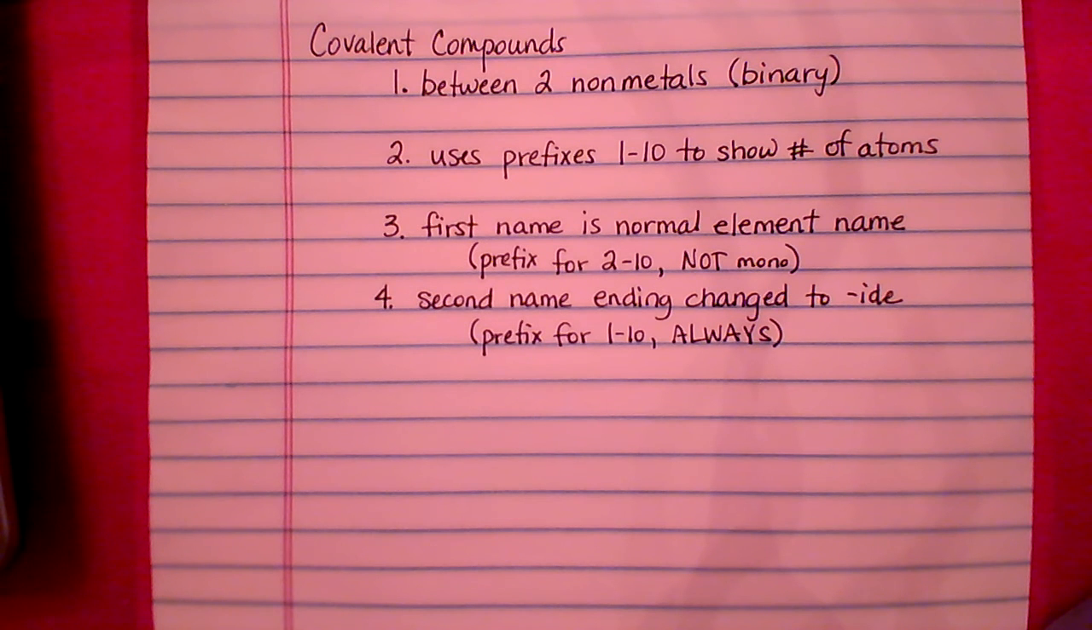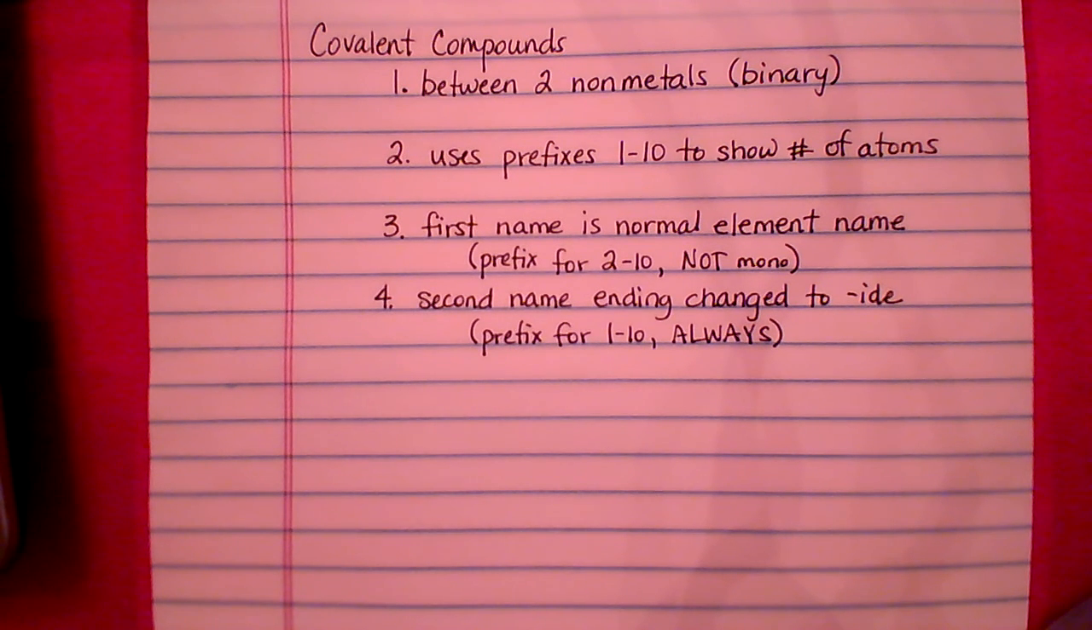When you're naming a covalent compound, remember the first name is the normal element name. So things like nitrogen, hydrogen, phosphorus. The only thing that you do have to remember is if you just have a singular first element, then you do not use mono for the prefix. The rest of the prefixes 2 through 10, you do need to include in the name.